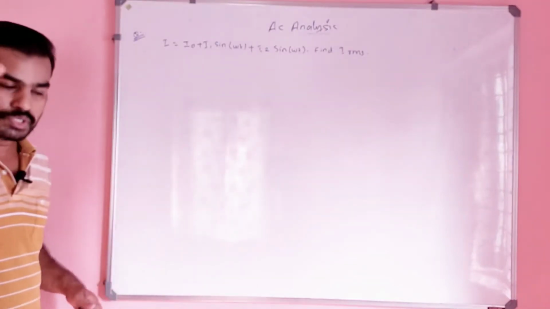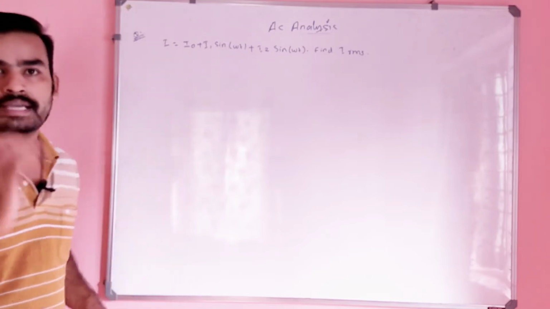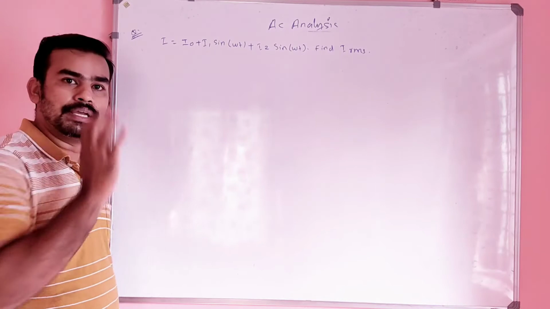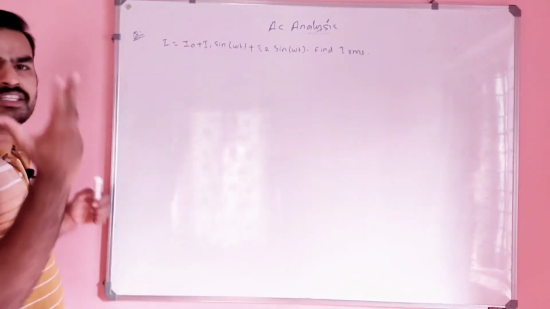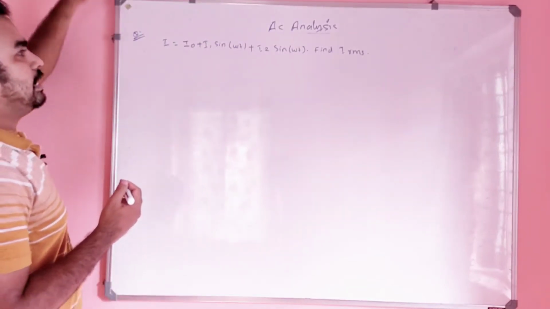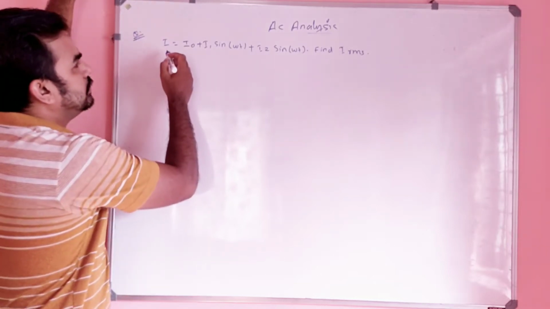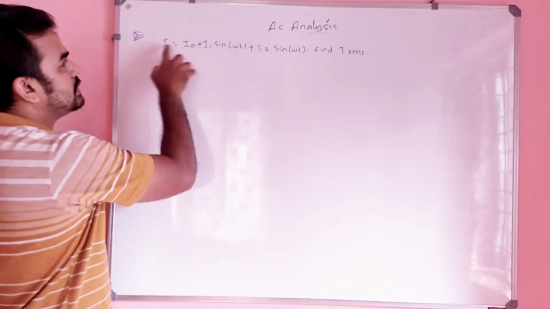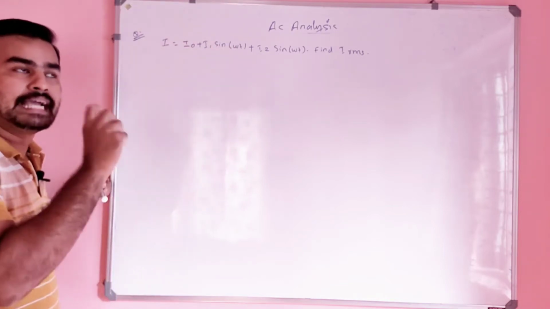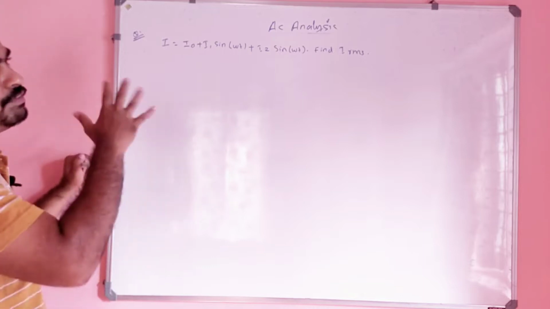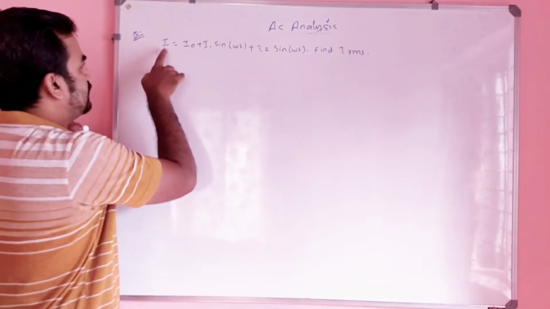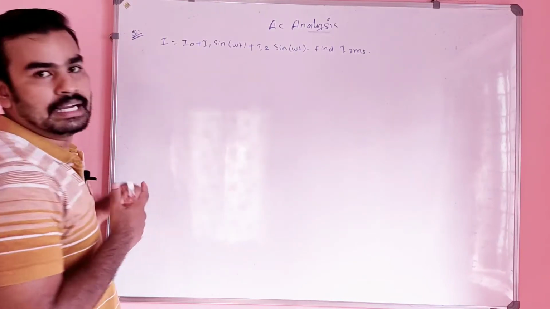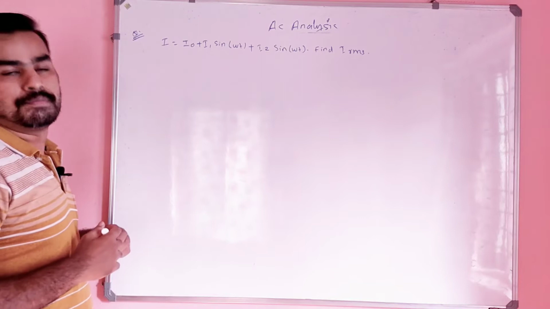So this is a typical question. Definitely this type of question will be asked in our examination. If it is an objective type model, definitely this question will be asked. If you have a current I, this will be an instantaneous value, because it is connected with time, like I is equal to Im sin omega t. So if you have a current like this, I is equal to I0 plus I1 sin omega t plus I2 sin omega t, how can we find the RMS value?